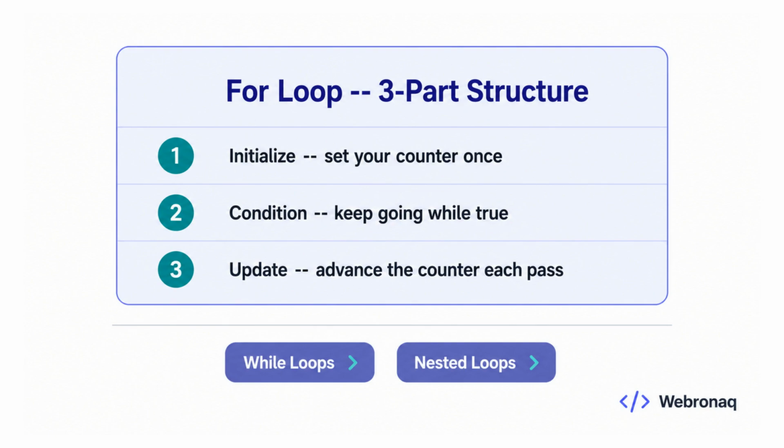You saw how that works counting from 1 to 5, and how it scales naturally to walking through an array. The key takeaway is simple. When you know how many times you need to repeat something, a for loop is your tool. From here, great next topics are while loops, which repeat based on a condition rather than a fixed count, and nested loops, which let you work with grids and tables.